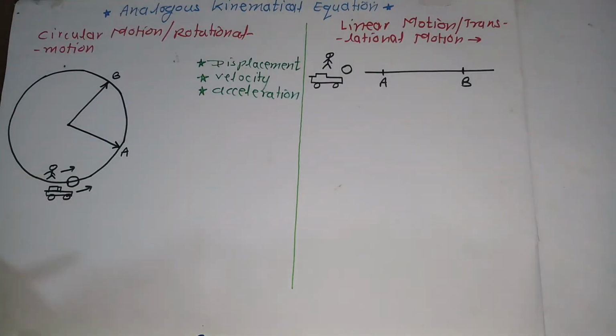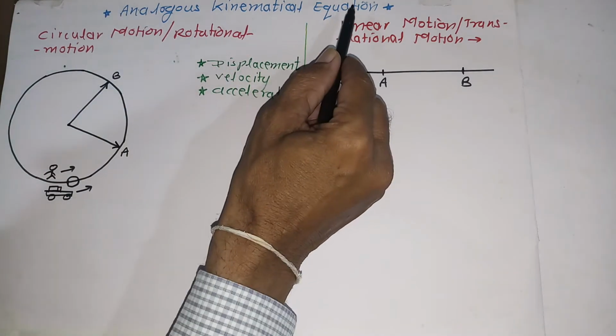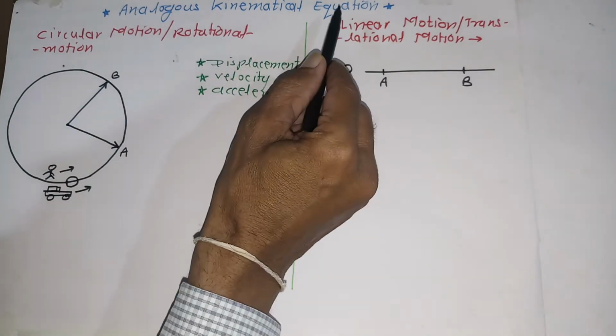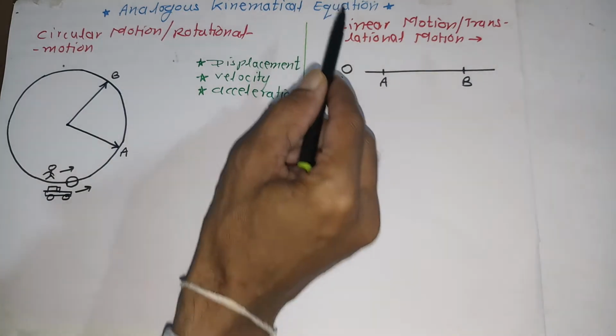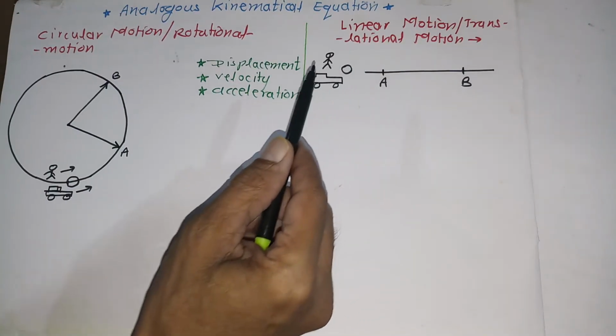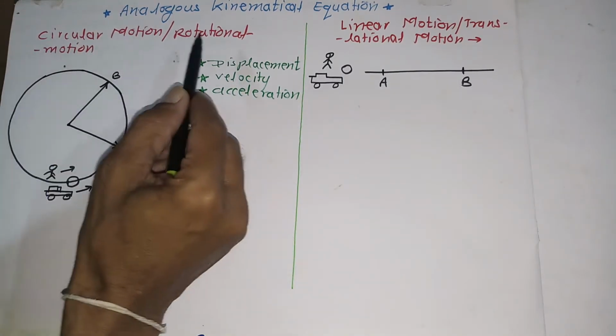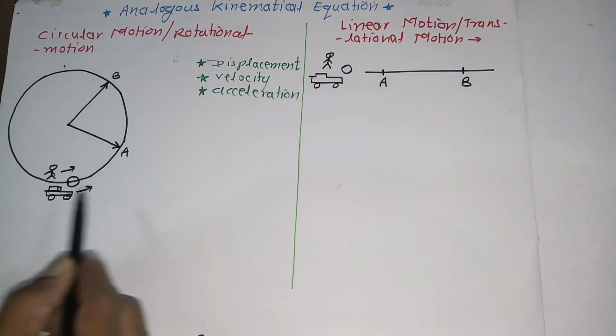Welcome to the lecture in physics. We are going to consider the kinematical equations. Especially, these kinematical equations are of three types in linear motion, or you may say translational motion. And whether the same kinematical equations have an analogy in circular motion or rotational motion, we have to discuss that part.